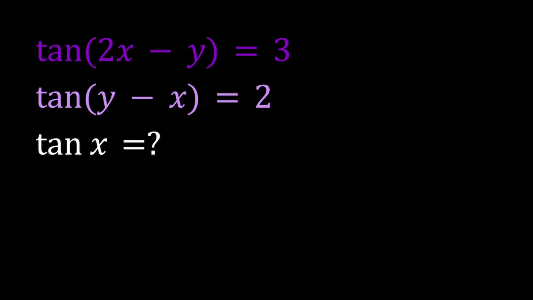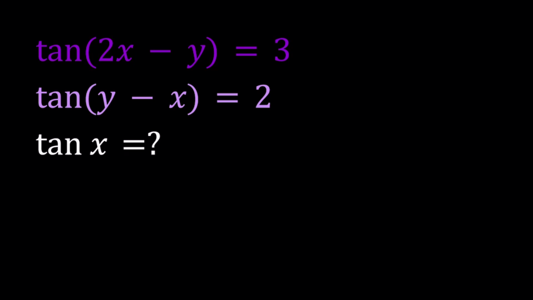Hello everyone. In this video, we're going to be solving a trigonometric system with tangents. We have tangent(2x minus y) equals 3 and tangent(y minus x) equals 2. And we're supposed to solve for tangent x. So I'll be presenting two methods.